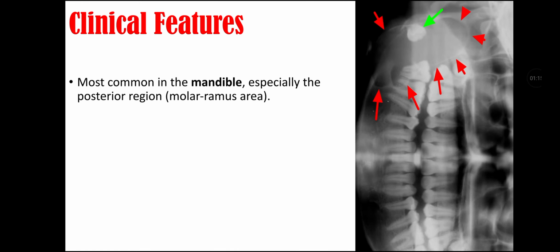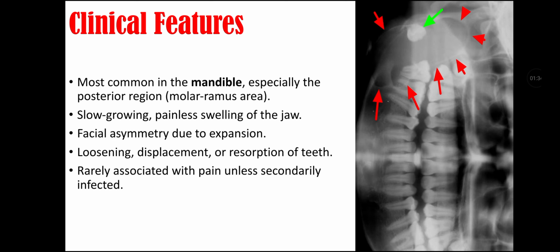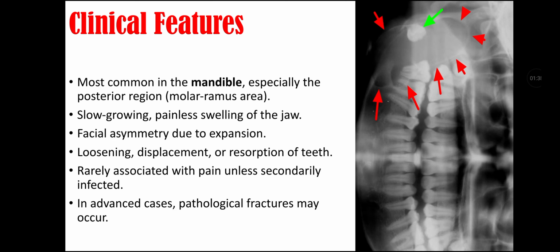Clinical features. It occurs most commonly in the mandible, especially in the posterior region, that is the molar and ramus area. It is a slow growing, painless swelling of the jaw. It causes facial asymmetry due to expansion. In this case, there is loosening, displacement, or resorption of teeth. It is rarely associated with pain unless secondarily infected. In advanced cases, pathological fractures may occur in case of ameloblastoma.